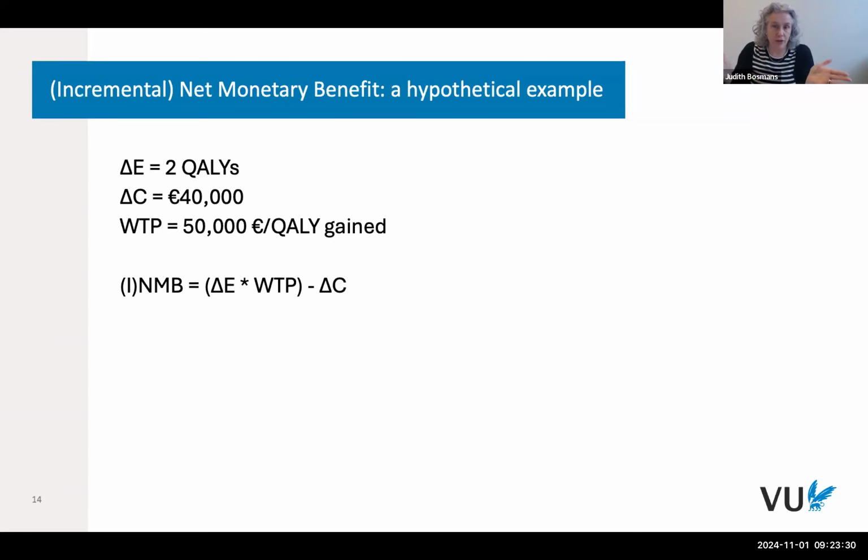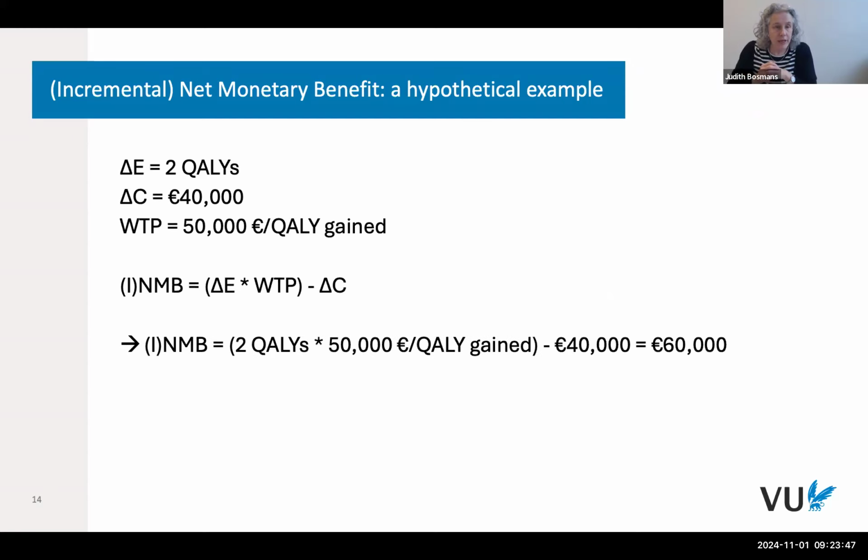So here you can see a hypothetical example. We have an effect difference between the treatments of 2 QALYs. We have a cost difference of 40,000 euros, and our willingness to pay threshold is 50,000 euros per QALY gained. In that case, we calculate net monetary benefit as 2 times 50,000. So the monetary value of 2 QALYs is 100,000 euros in total, and we subtract the investment that we need to make, the 40,000 euros. So in this case, our net monetary benefit is 60,000 euros, and this is a cost-effective intervention.